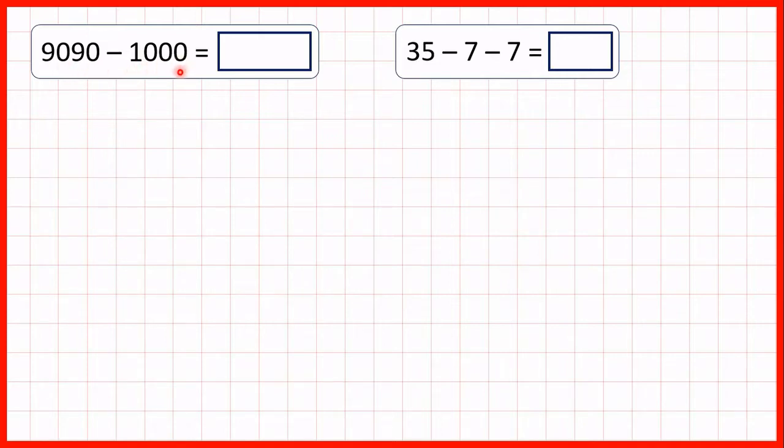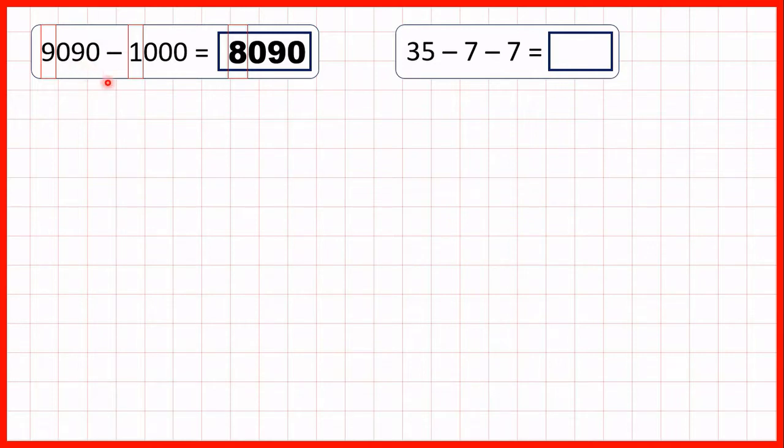9,090 minus 1,000. Now we could use the column method for this, but we don't really need to. We can see that we've got 9,000s, we're taking away 1,000, so in our answer we will have 8,000s, and the other digits in the number we were subtracting from will stay the same.